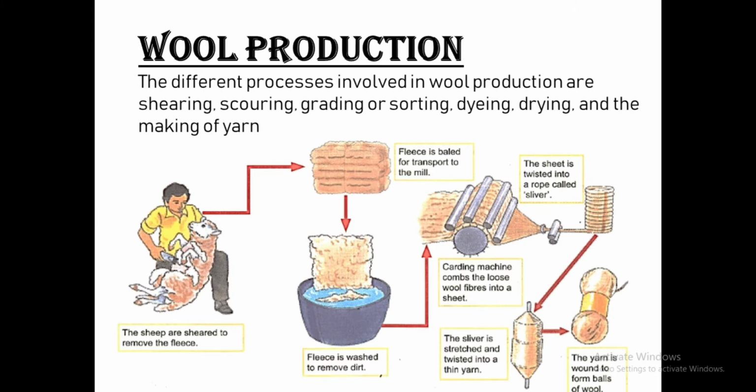The various processes involved in wool production are shearing, scouring, grading or sorting, dyeing, drying, and the making of yarn. Now, what is shearing? Shearing is nothing but the removal of fleece from the sheep.